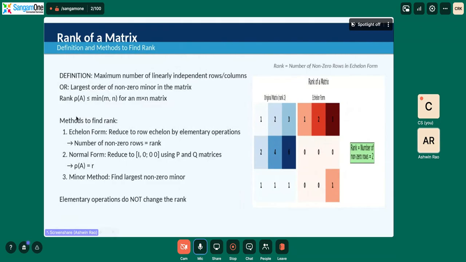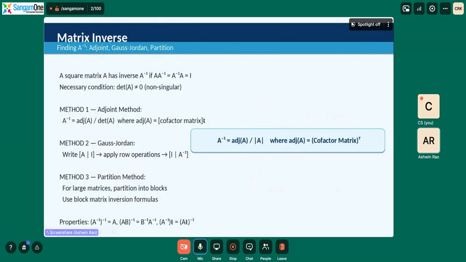This is the rank of a matrix. These are the various different methods. Based on this, we will solve problems. These are just representations of the rank of the matrix. This is just the matrix inverse. These are the various different methods: adjoint method, Gauss-Jordan method, and partition method. Methods for what? To find the matrix inverse. Yes, various different methods are involved.